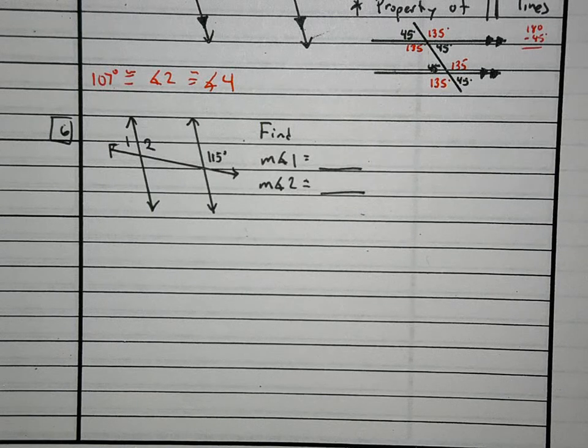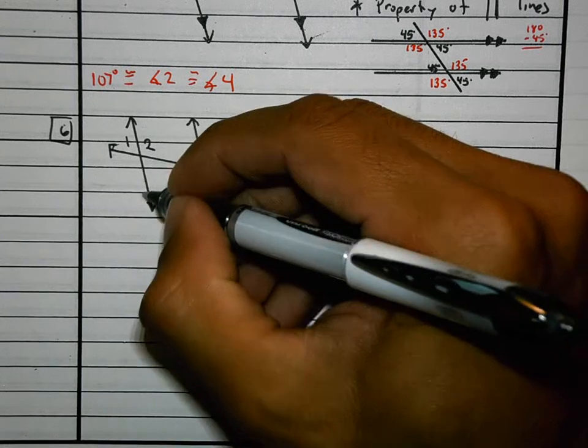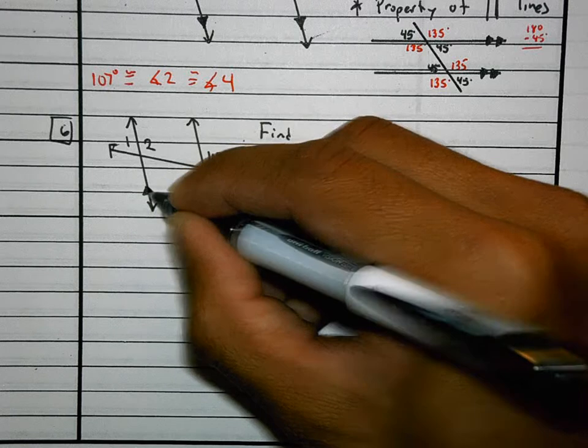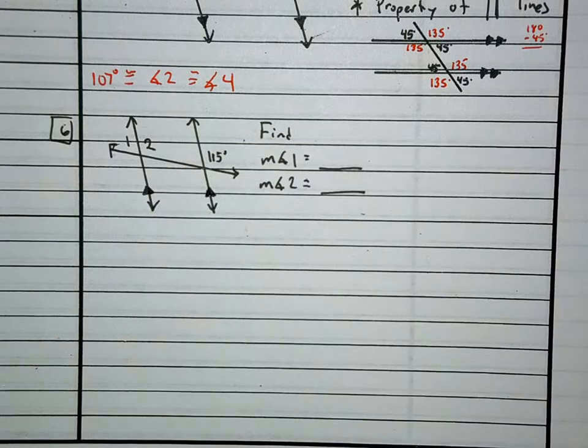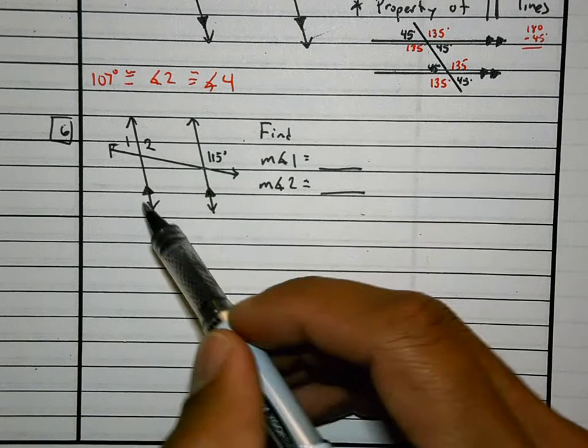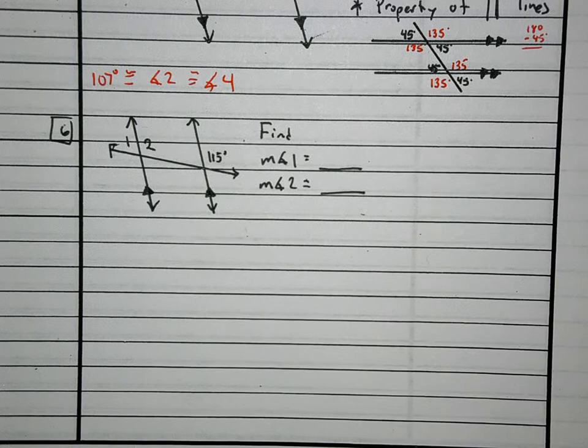Oh, I'm missing something. Arrow, arrow. You cannot do these problems unless you know something. You have to know if the lines are parallel or not. It only works if they are parallel. So I couldn't do the problem until I put these two little arrows there. Once I put those two arrows, then you know they are parallel. Then you know you can use the property of parallel lines.